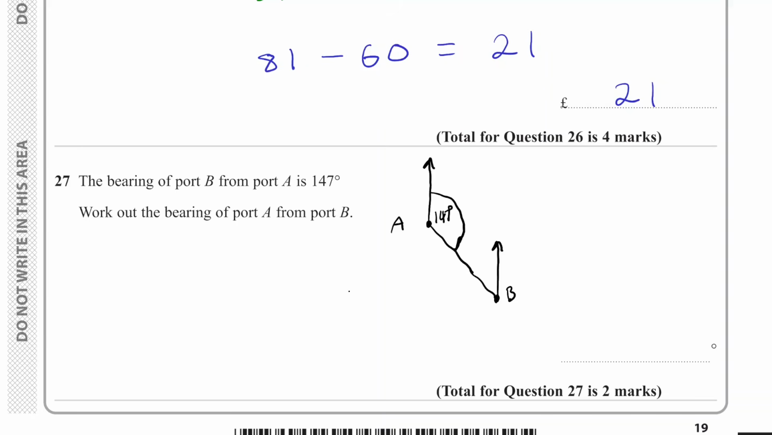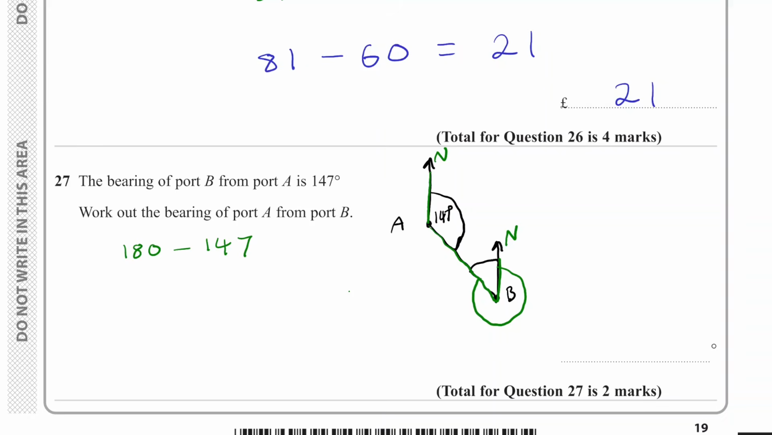And the question is, what is the bearing of A from B? So what is this angle? So a bearing is always measured from the north line clockwise. So how big is this angle? We can use co-interior angles to work out this angle. So imagine you walk down this north line, along this line, and then back up this north line. You would have turned around 180 degrees. So co-interior angles add up to 180 degrees.